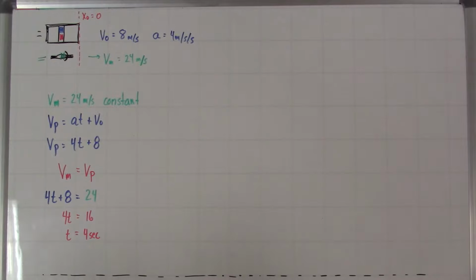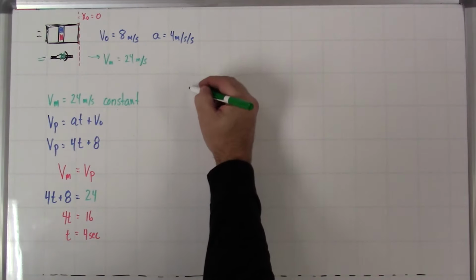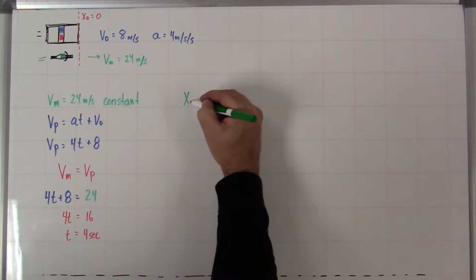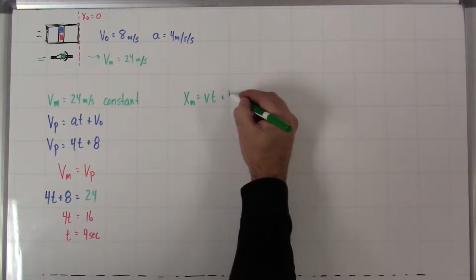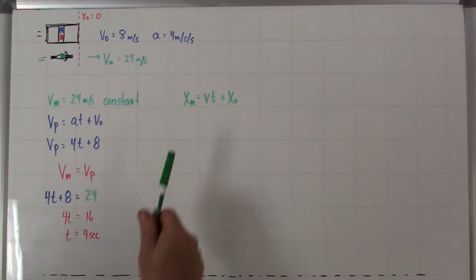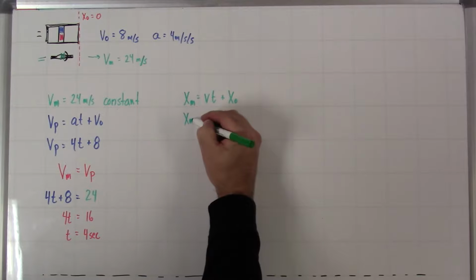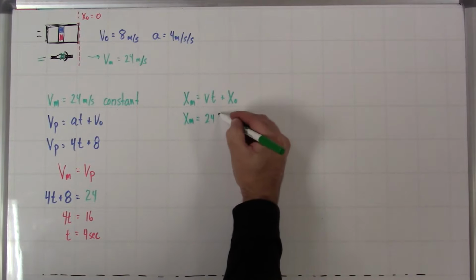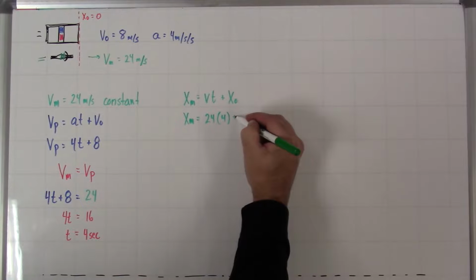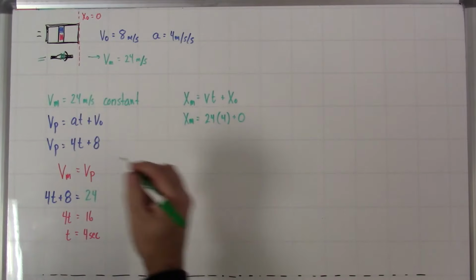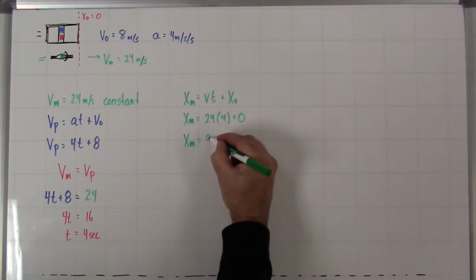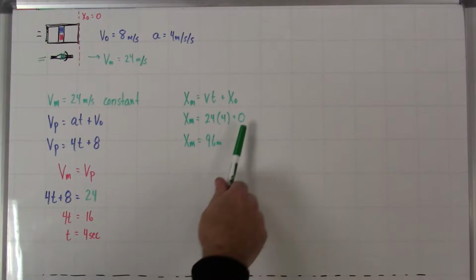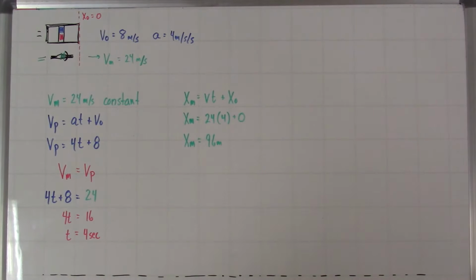No problem. When I think about the motorcycle, the position of the motorcycle is equal to the velocity times the time plus the initial position of the motorcycle. Well, this is no problem for us. The velocity is 24, the time is 4 seconds, and its initial position was 0 because they both start at the starting line. And so the final position, 4 times 24, is 96 meters. Since it started at 0 and ended at 96, the motorcycle went 96 meters.